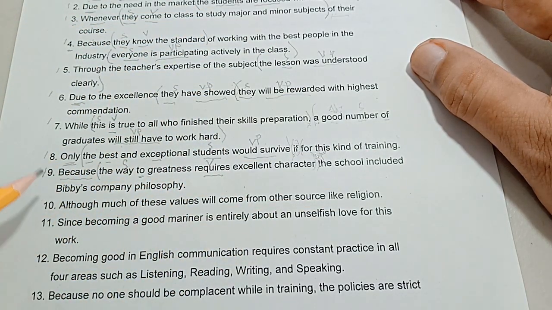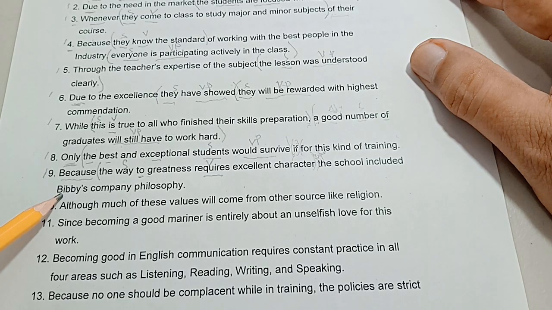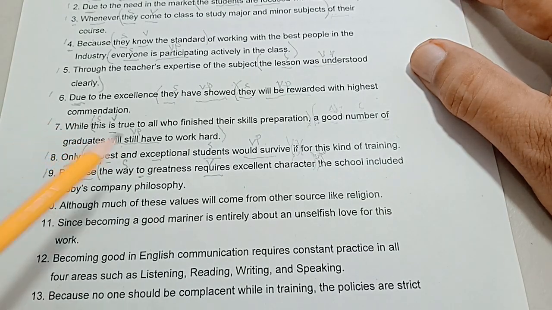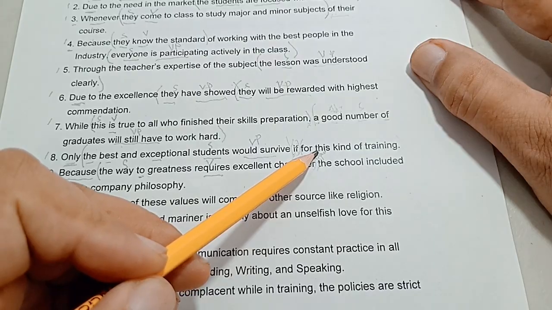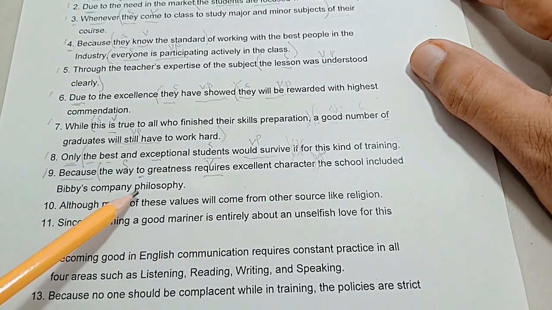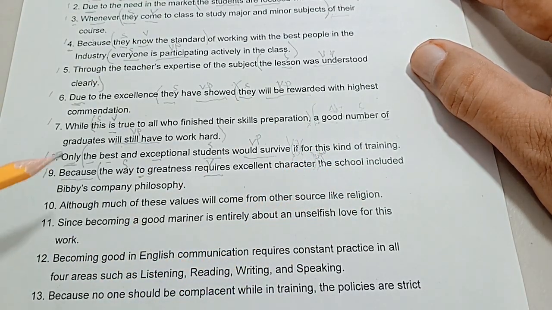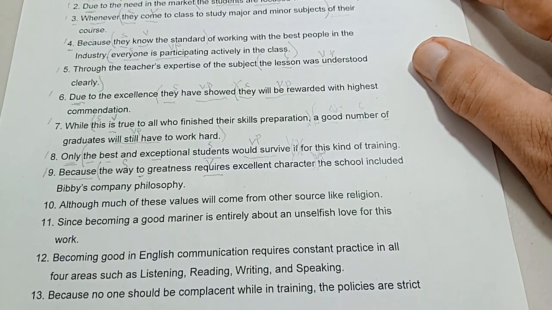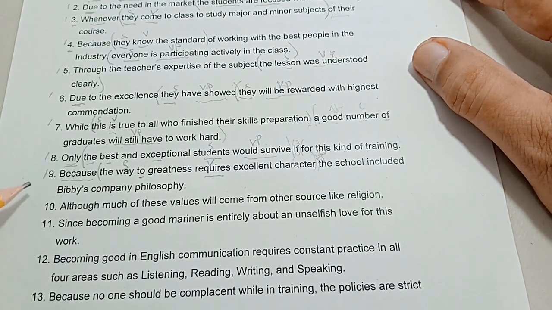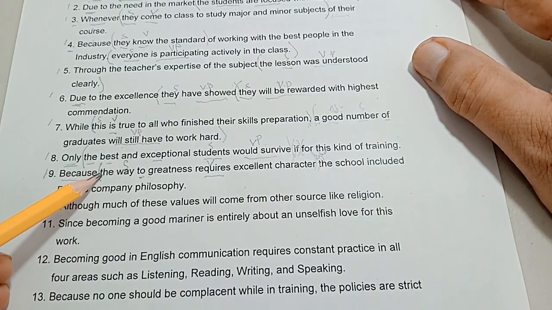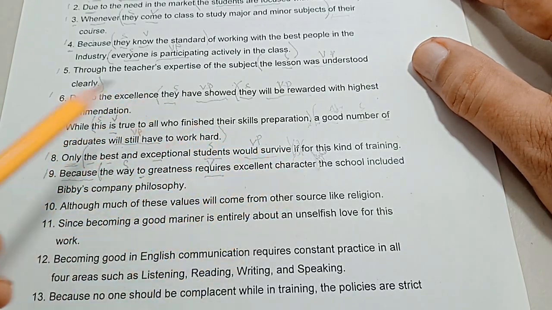The school principal or the school included BB's company philosophy. So, kung sana meron itong where the school included BB's company philosophy. Okay? Pwede nating makuha sana pang isa pang simple sentence. But there is no clear reference to that. So, this is the only simple sentence here. The way to greatness requires excellent character.